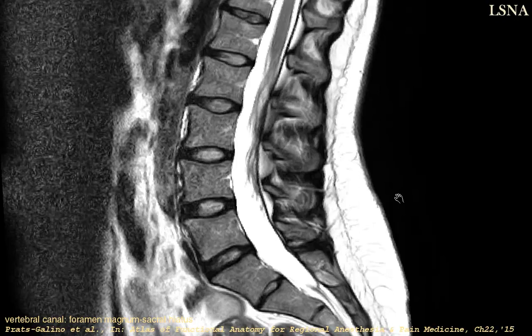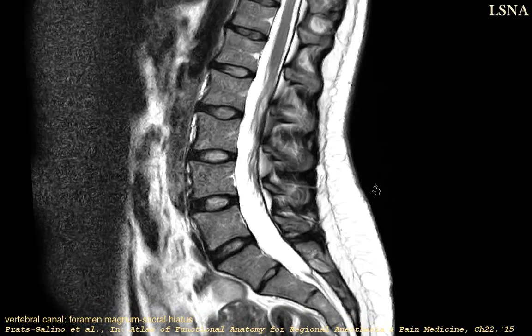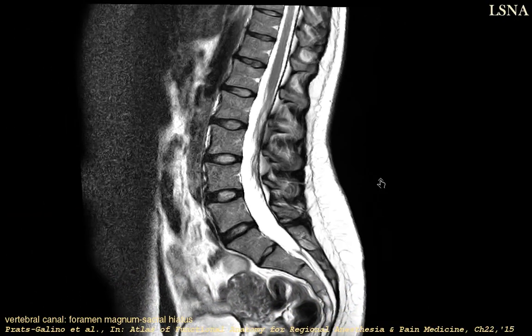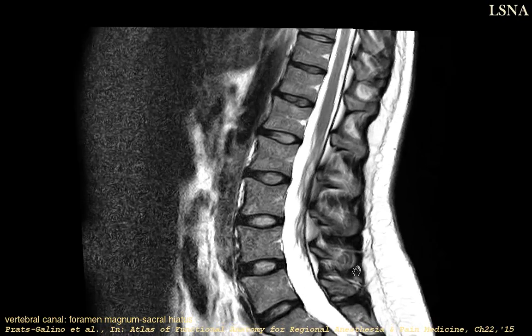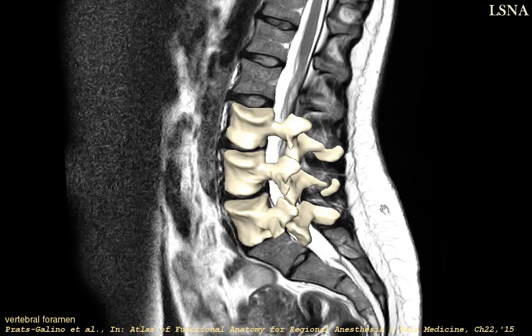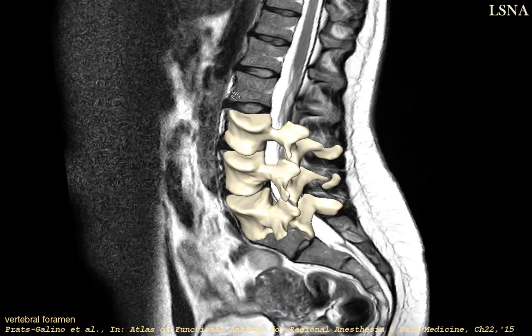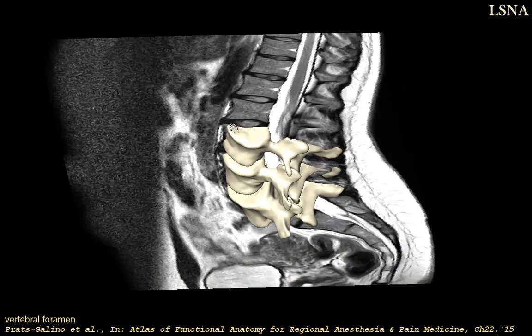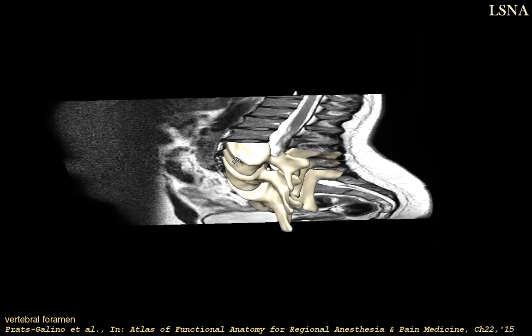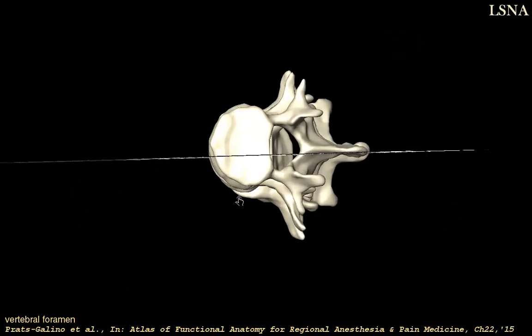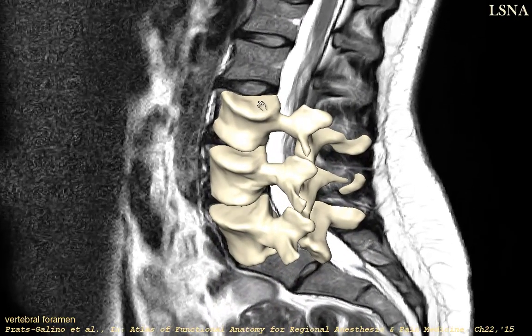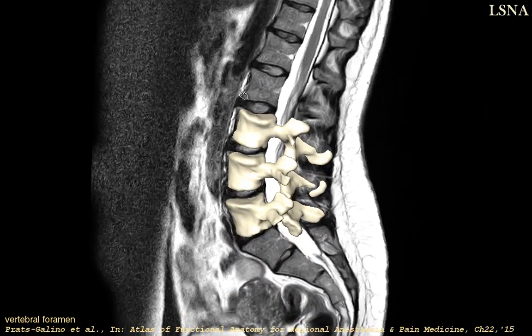The vertebral canal is a long canal extending from the foramen magnum at the base of the skull to the sacral hiatus. It results from the superposition of adjacent vertebral foramina and encloses the spinal cord. The vertebral canal doesn't show a straight path. On the contrary, it has the same curvatures as the spine.